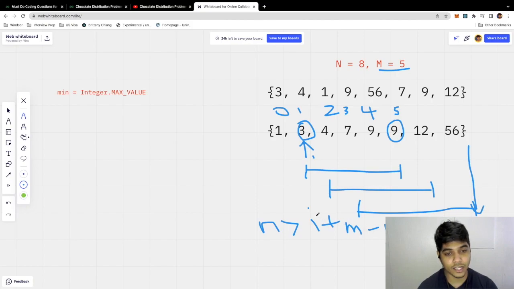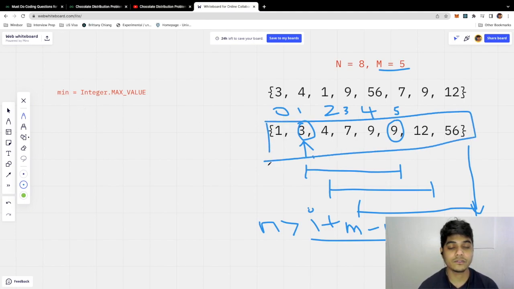Our iteration, so i plus m, our ending position is indeed less than n. If it goes beyond n, we get a null pointer because there's no more elements beyond that. So we would get all the difference values from all these subarrays, and we would find the minimum value of them all, and that is the value that we're going to return from the program.